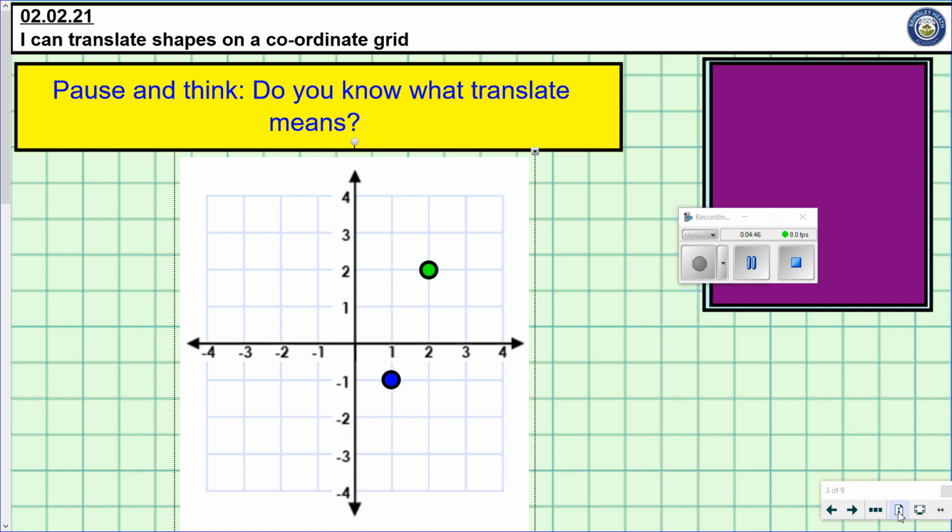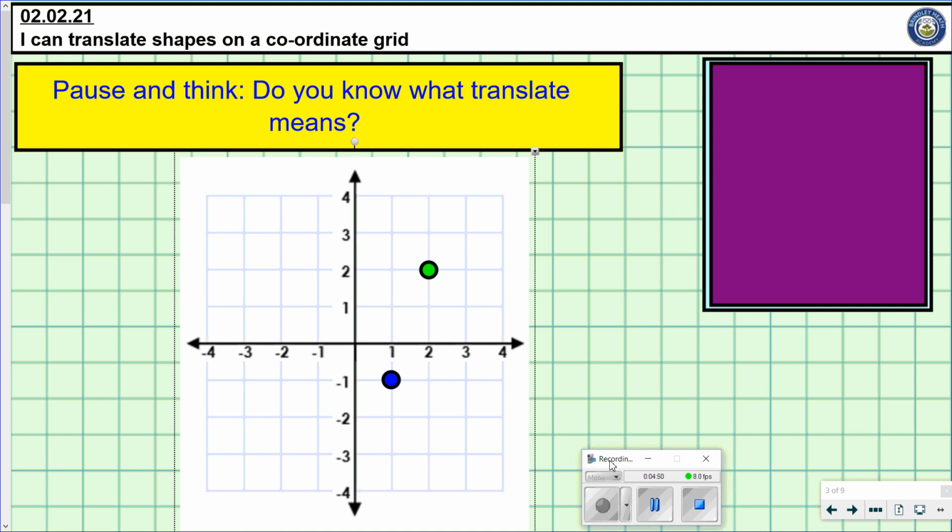Okay, we are going now into the main part of our lesson then. What I can do today is translate shapes on a coordinate grid. So yesterday we looked at coordinates and how to describe the position of shapes using coordinates. Today we're looking at translation. So what I want you to first of all do is pause the video and think about what that word translate or translation means.